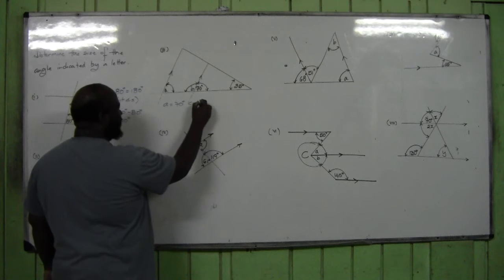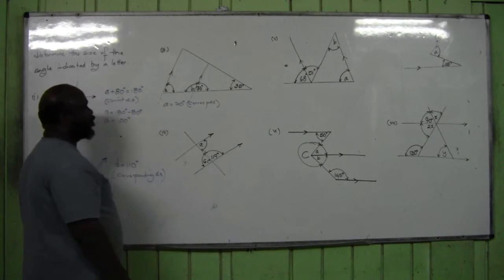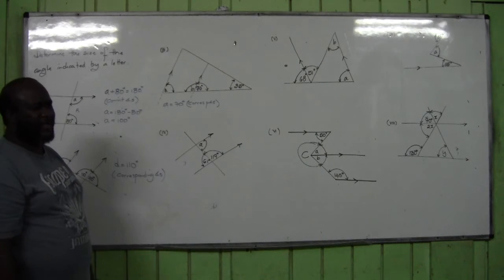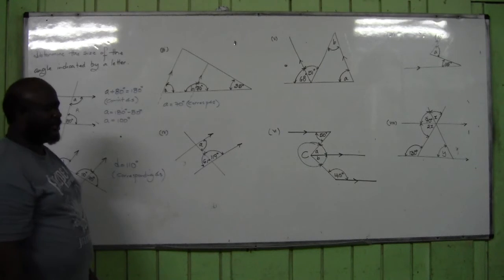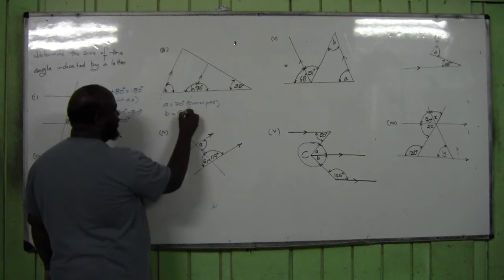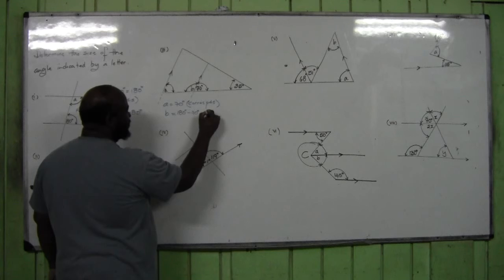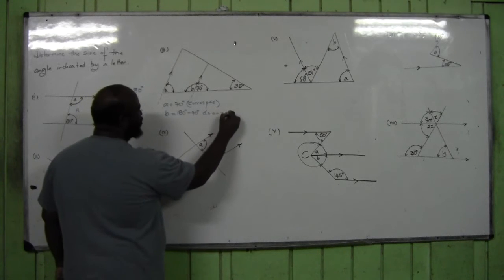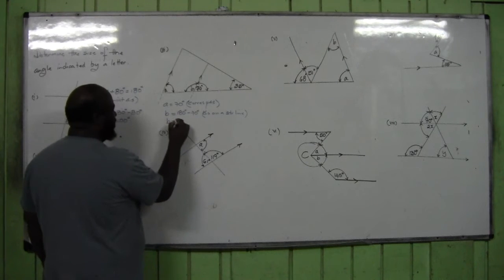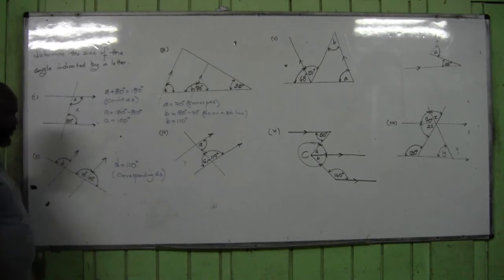They are corresponding angles. What can you tell me about B and the 70? They add up to 180. They are angles on a straight line. B would be equal to 180 minus 70. They are angles on a straight line. B would be equal to 110 degrees. Stay with me.